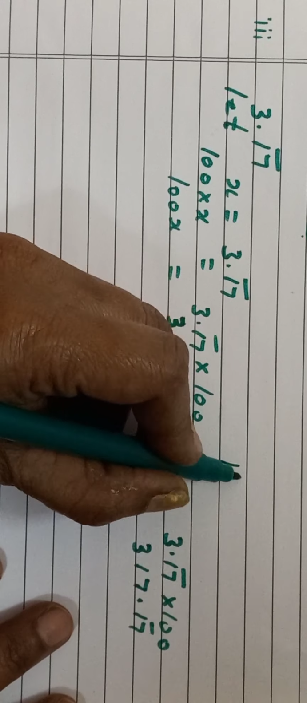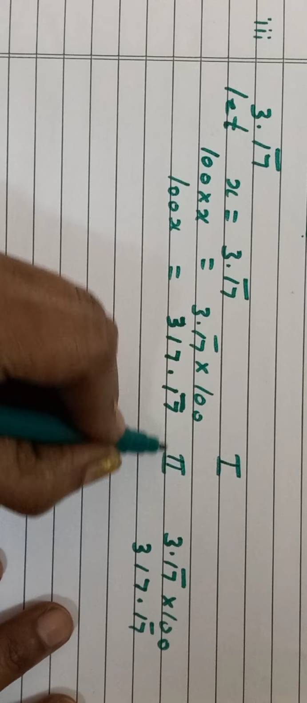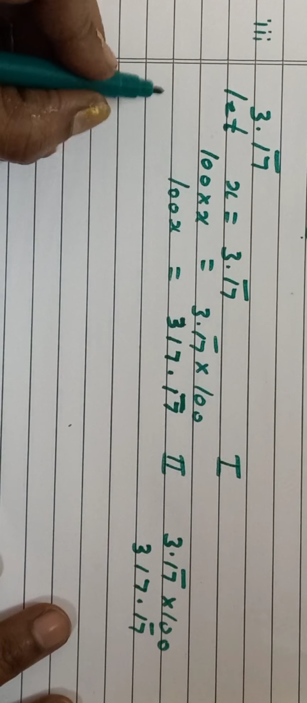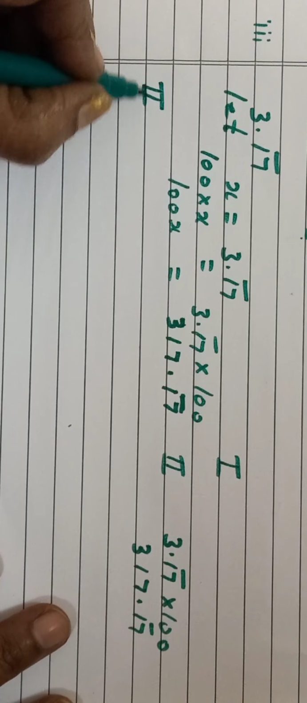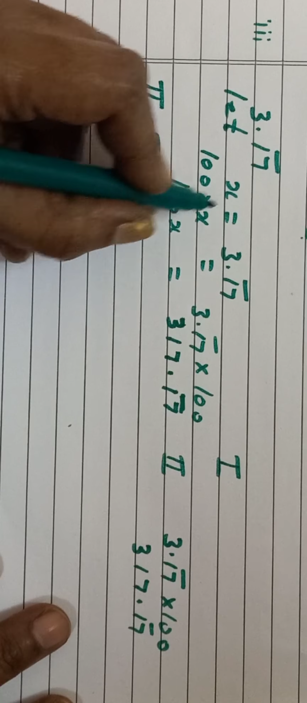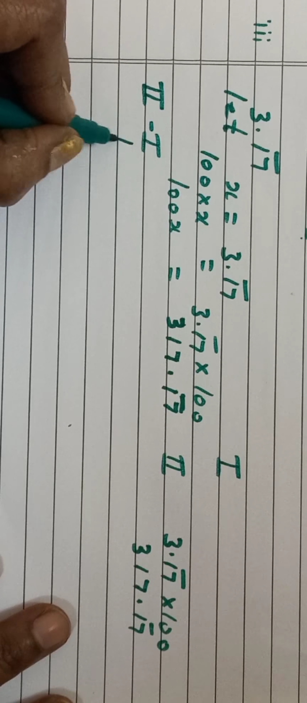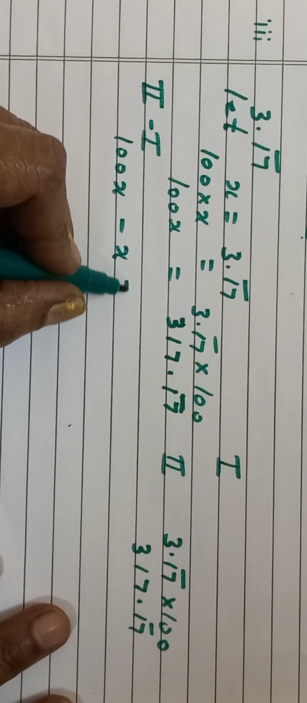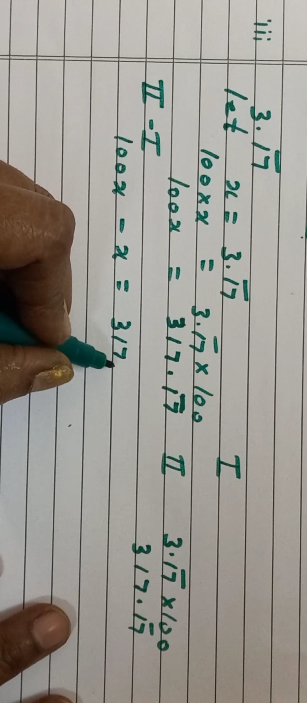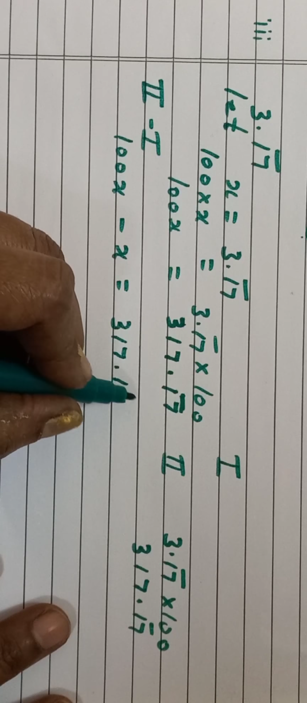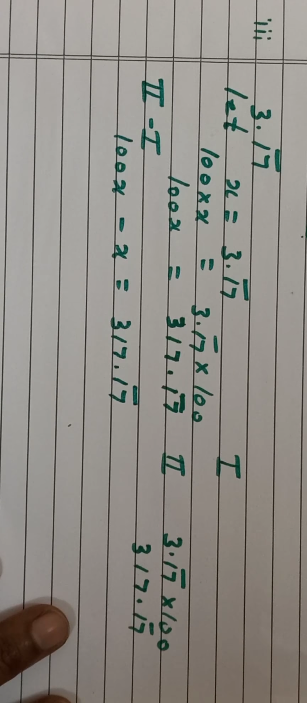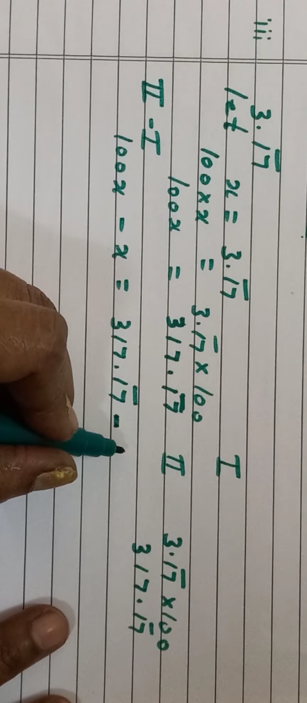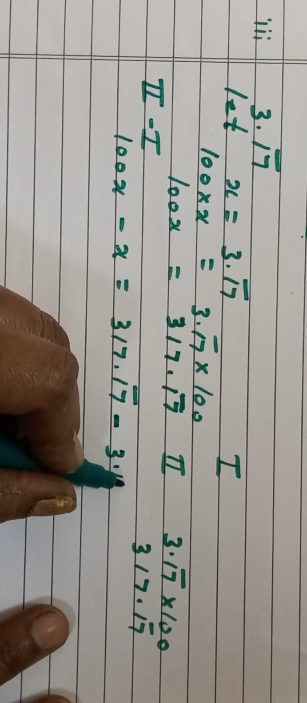Now 100x, this we have got, and this we have got. I'll take this as 1 and this as second. So second minus 1. If you want I can write 2 minus 1. So 100x minus x is equal to 317.17 bar minus 3.17 bar.